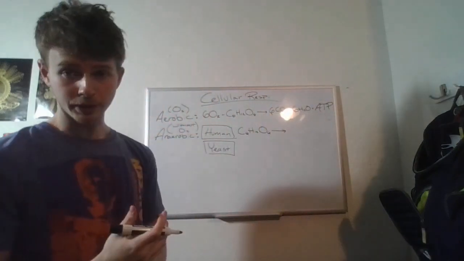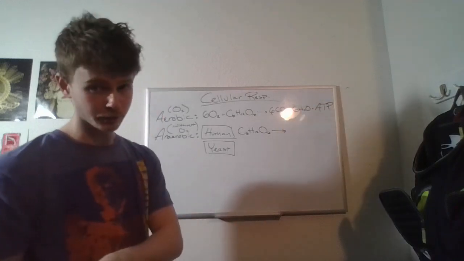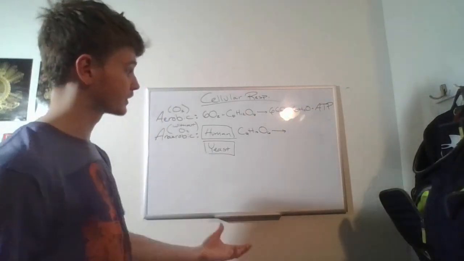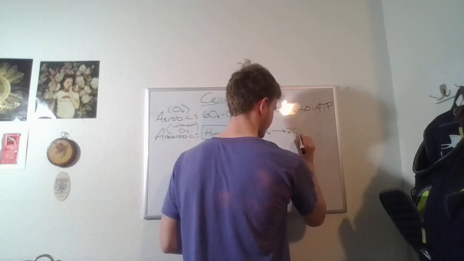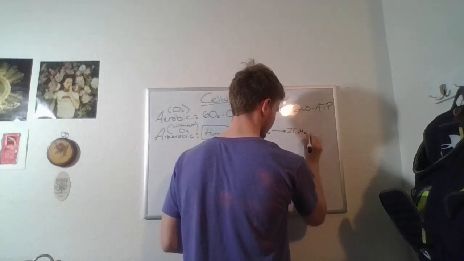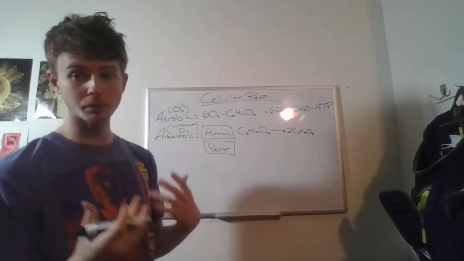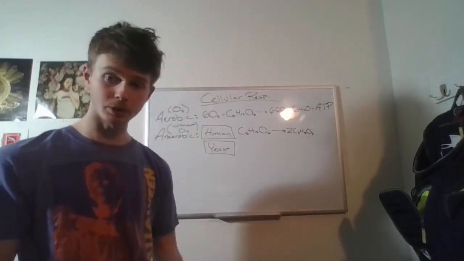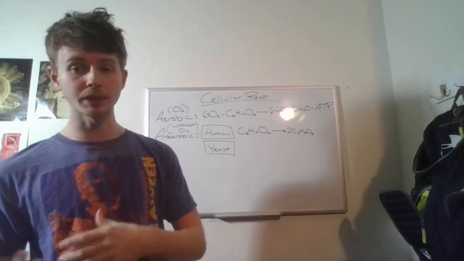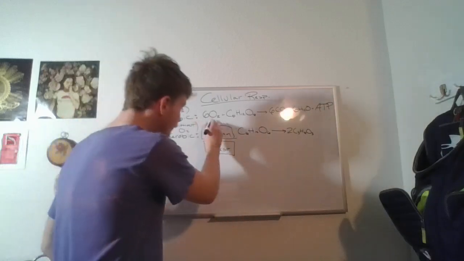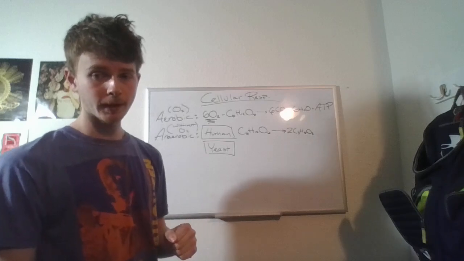It makes two things: one substance and one energy form. So what's the substance that it makes? Well, it makes two lactic acid, C3H6O3. It makes two lactic acids, which is what's causing the burning sensation within your legs, your arms, your pectoral muscles, whichever muscle you're using that is not getting enough oxygen. You're producing lactic acid.